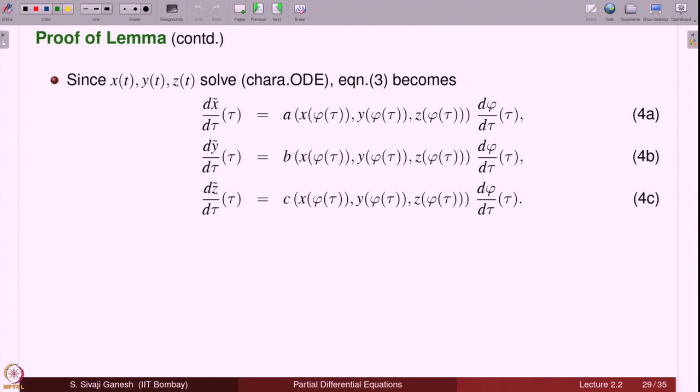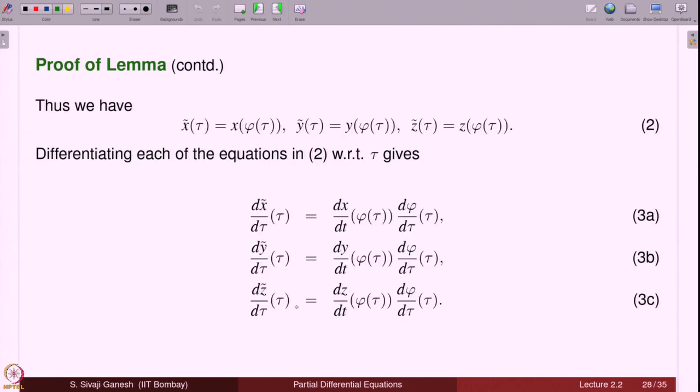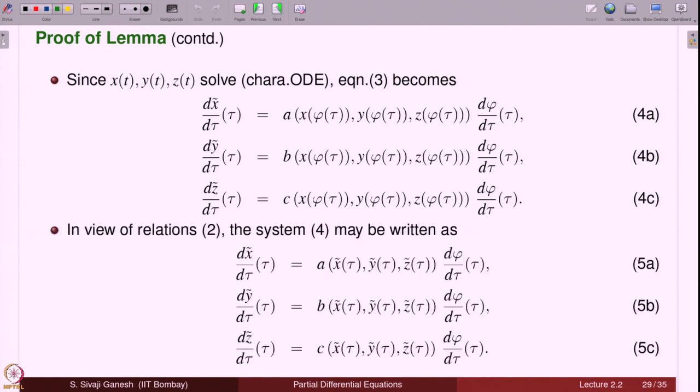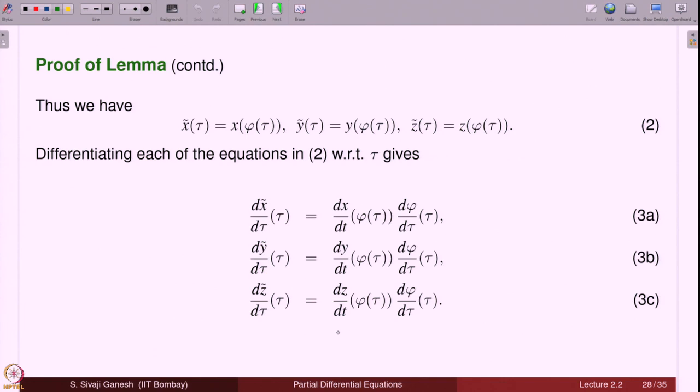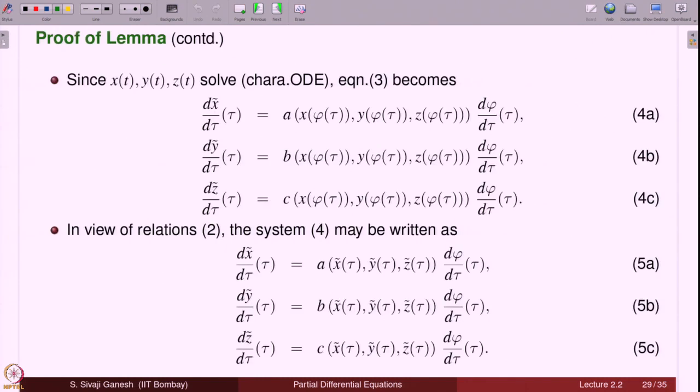Now, x(t), y(t), z(t) solve the Cara ODE, therefore, we know that dx by dt, dy by dt, dz by dt are a, b, c respectively at the point x of phi of tau, y of phi of tau, z of phi of tau. So, this is the equation we get. Now, in view of the relations 2, what are those? Relation 2, the definition of x tilde, y tilde, z tilde, gives us these equations.